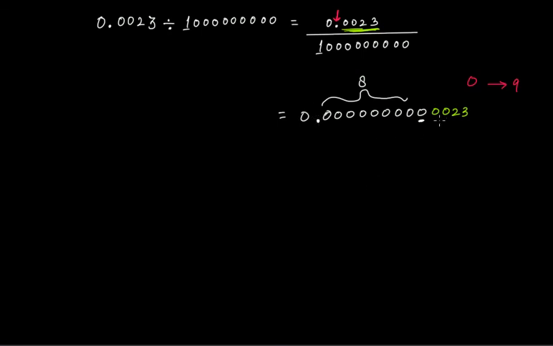Okay, so this is about the division of any decimal number by 10, by 100, by 1000. It can be 10,000, it can be lakh, 10 lakh, then it can be crore, 1 crore, 10 crore. Depending on the number of zeros, you have to do this.